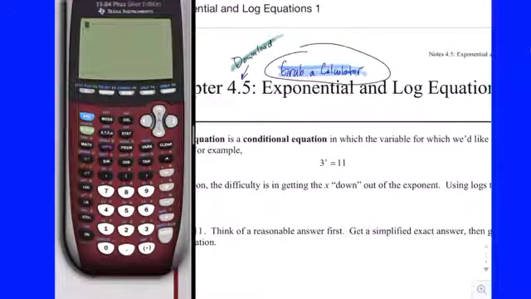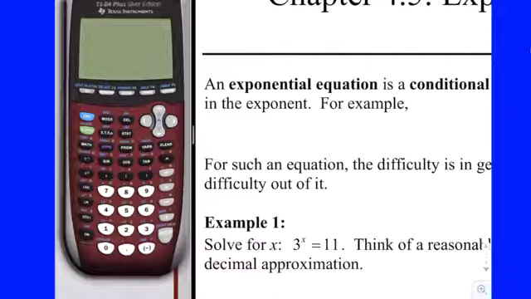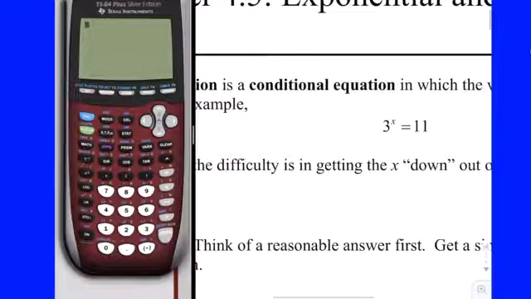Okay, so this is the last section we're covering. This is going to utilize a lot of the techniques that we've learned in the previous sections. We're going to be solving equations, and we did a little bit of that in 4.2, but these are going to be a little bit more robust, a little more fun, a little bit more worthy of your time and effort.